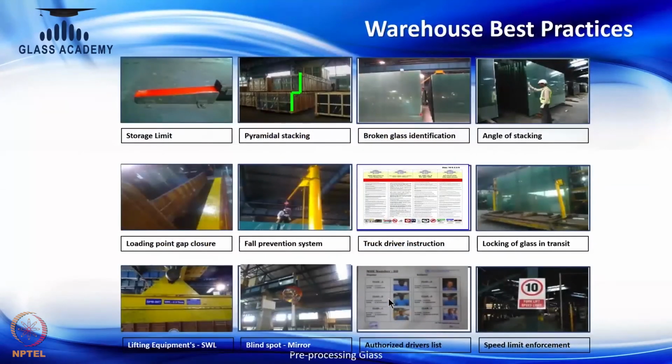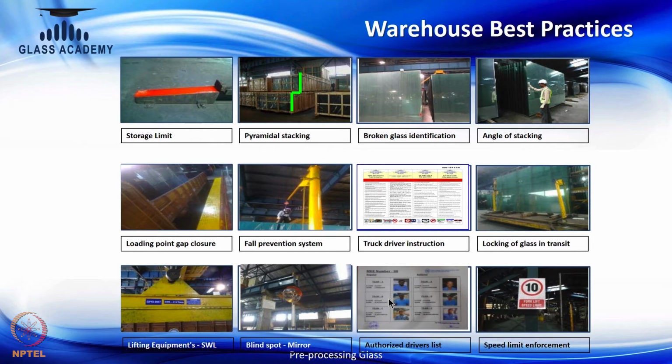Having said about the warehouse and the ways, means and methodology to safely store and handle glass in the warehouses, I would like to share a few best practices which are used in some warehouses where glass is being stored. Basically, there is something called a storage limit. You keep the racks and the runner woods there, so there has to be a limit for the storage. You cannot keep an unlimited number of glass and keep on storing it.